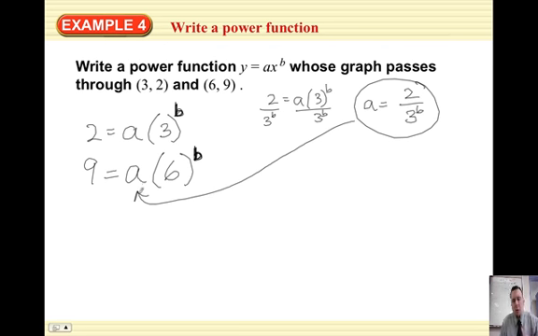Now this is a trickier one than the other one. The other one's pretty straightforward, simpler math. This one you're going to have to know about logs and stuff. So here we go. Let's sub it in. 9 equals, instead of a, we're going to put 2 over 3 to the b, times 6 to the power of b.